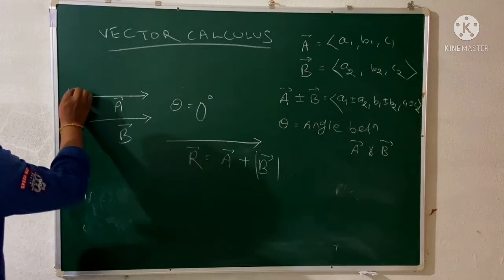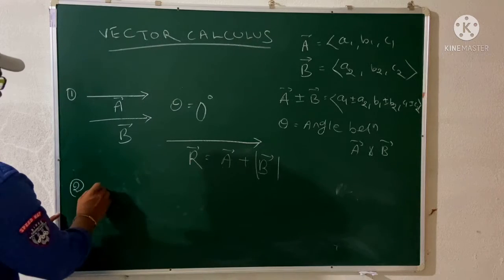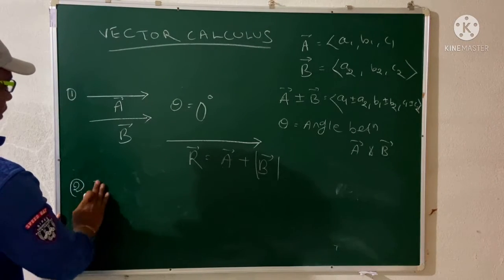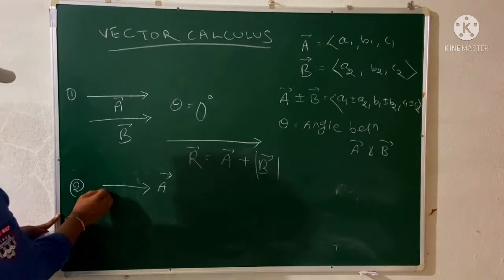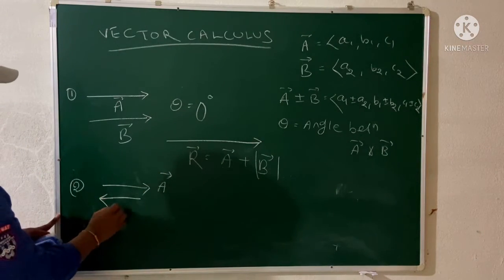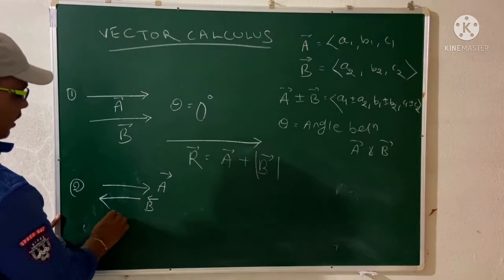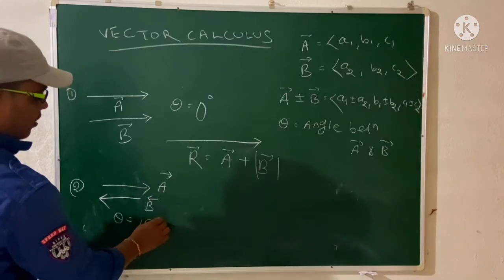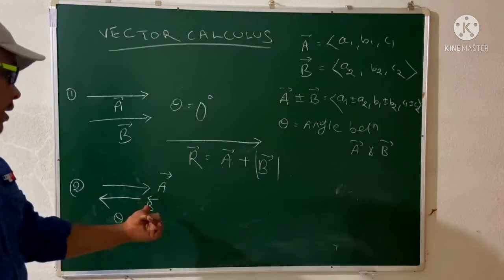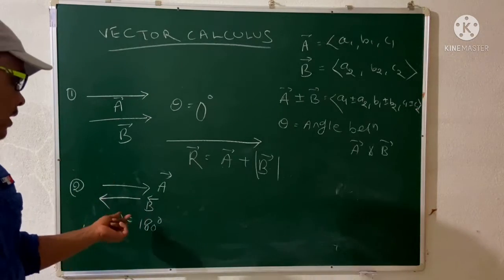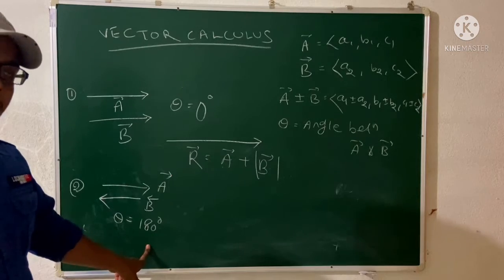Then what is the case if theta equals 180 degrees? One vector A is there and another vector B is there, but it is in the opposite direction. So this is B vector and this is A vector. So here theta equals 180 degrees. That is, the direction is opposite. If A is moving to the right side, then B is moving to the left side. Then the angle between A vector and B vector will be 180 degrees.